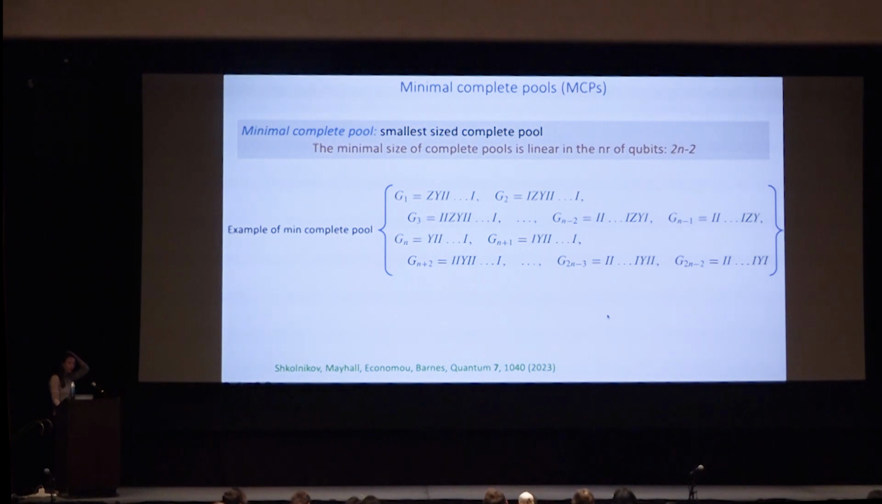And we've also shown examples of minimal complete pools that are nearest neighbor. So this is pretty good news. The other thing is that we have a criterion that scales polynomially, classical testing of whether a pool, if you give me a pool, I can test if it's complete or not.